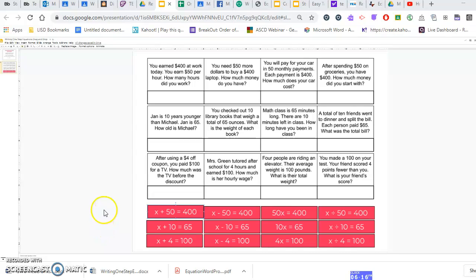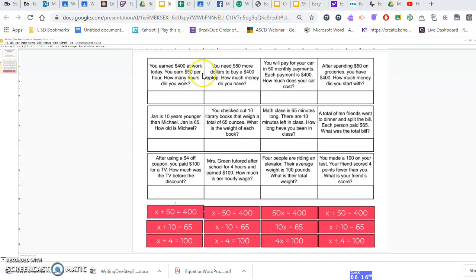So what you do is first you need to read each problem. The first problem says you earned $400 at work today. You earned $50 per hour. How many hours did you work? So, you earned $400 at work today, $50 per hour. So, $400 is the total. I see 1, 2, 3, 4 choices down here that equal $400.